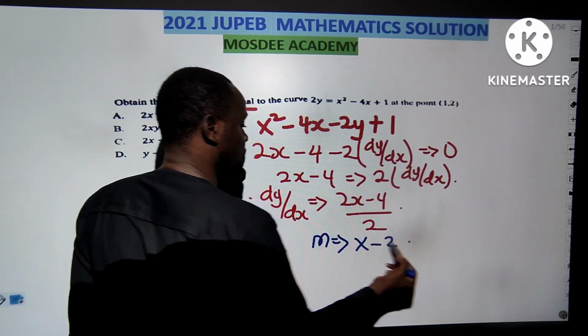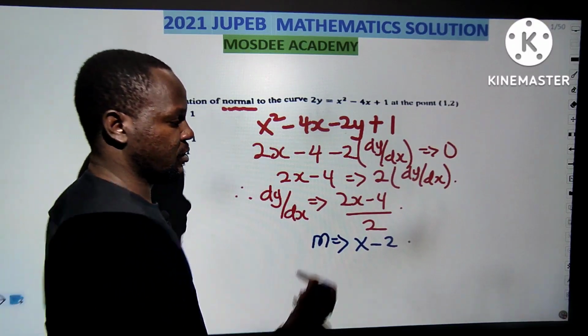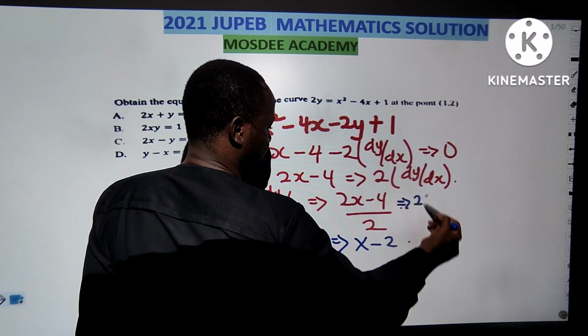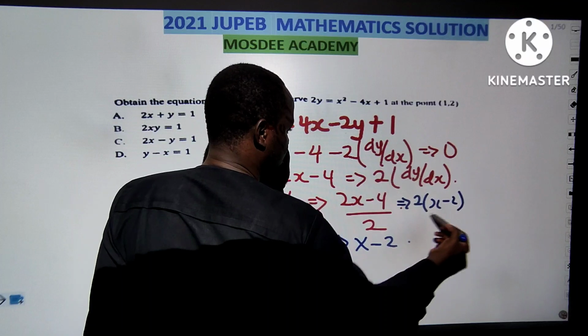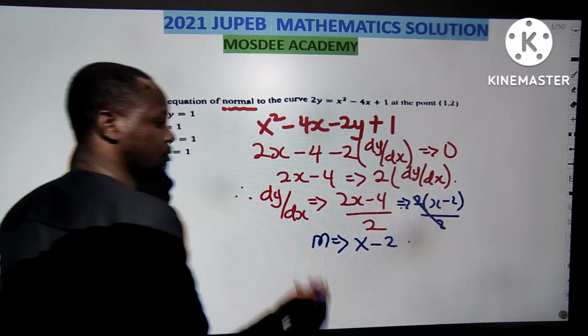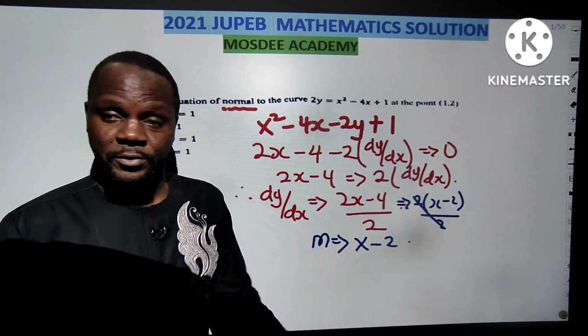I hope you understand how I think about this. I have used 2 to factorize this: 2 times x minus 2, over 2, and I cancel out that. I won't be showing all the process, like I said, just for us to be fast.